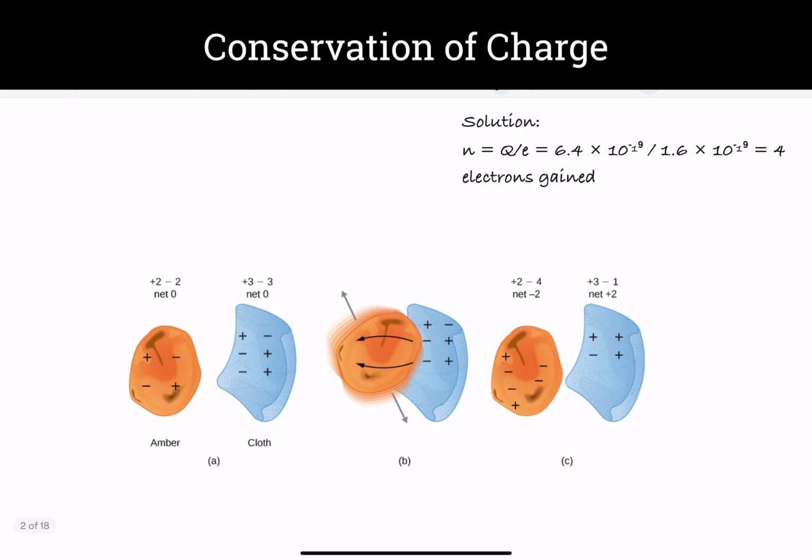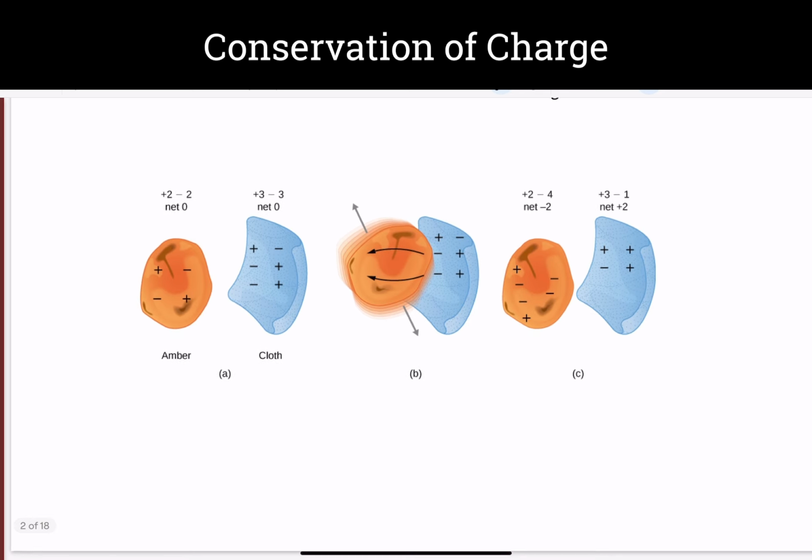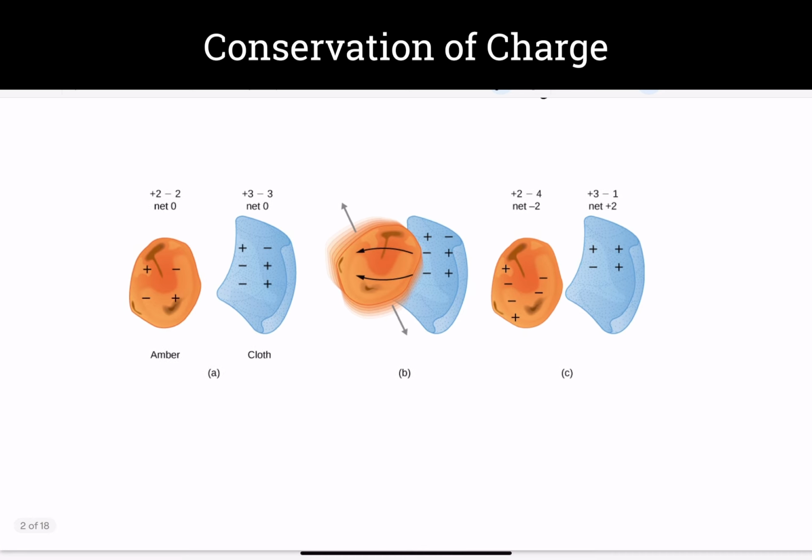The second is conservation of charge. Now, conservation of charge just means that the total charge remains unchanged. The total charge is constant. Or we could say that charges can neither be created nor destroyed. You can only transfer charges from one object to another.